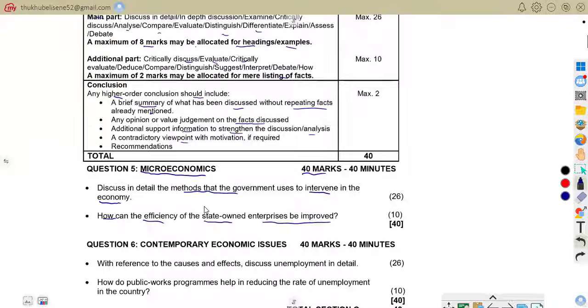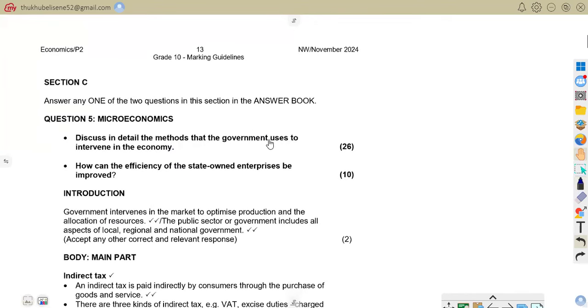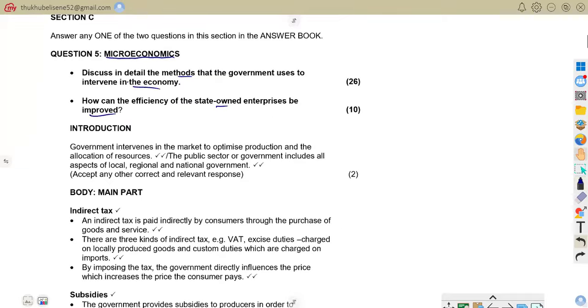Let us quickly attend to question 5. Here we are on our responses, our answers on question 5, section C, as we are on microeconomics. We know very well the question was to discuss in detail the methods that the government uses to intervene in the economy, and how the efficiency of the state-owned enterprise can be improved. Like they've said, we're going to start with what? Introduction. So here is our introduction.